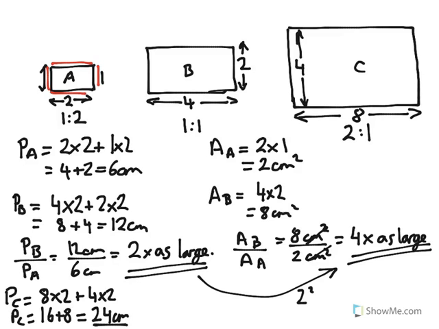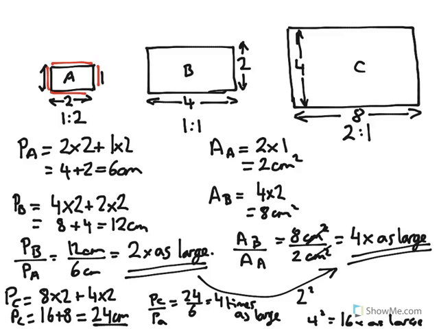How much bigger is perimeter C divided by perimeter A? Well, it's going to be 24 divided by 6, which is going to be 4 times as large. So I would expect the area to be 4 times as large, but squared when we're calculating the area. So I would expect the area, without even doing any calculation here, to be 4 squared. I would expect it to be 16 times as large. So let's do the calculation and see if we're right.